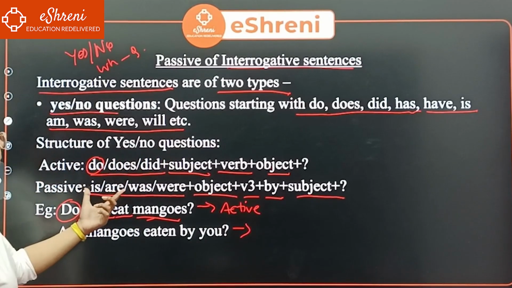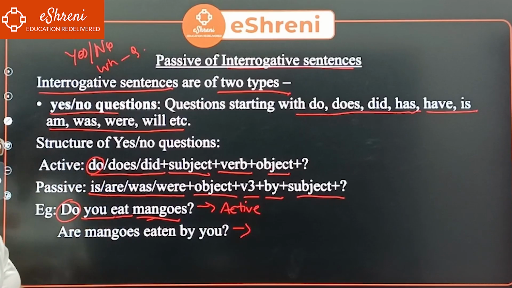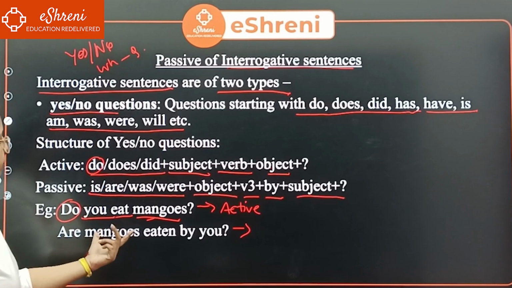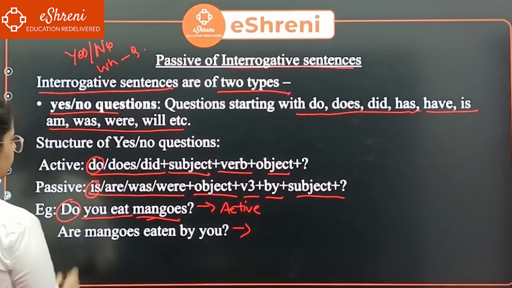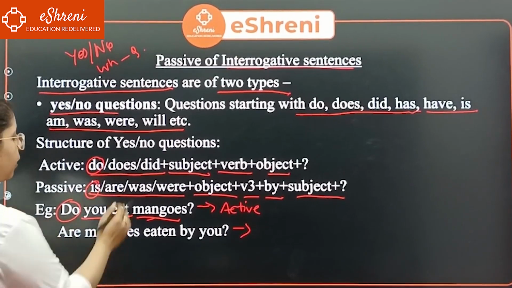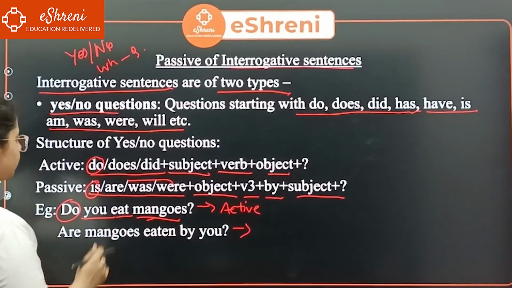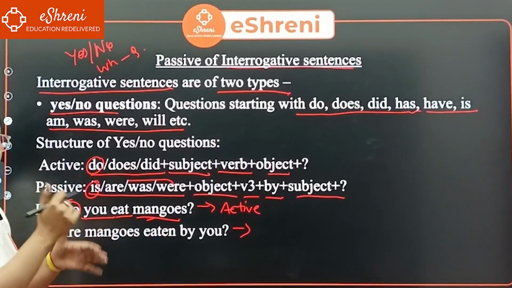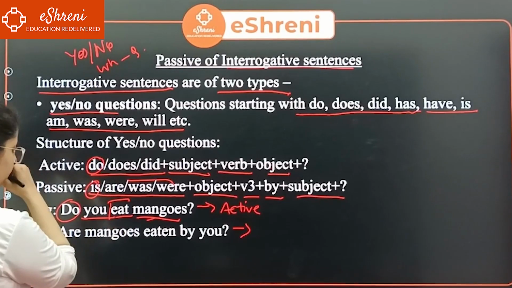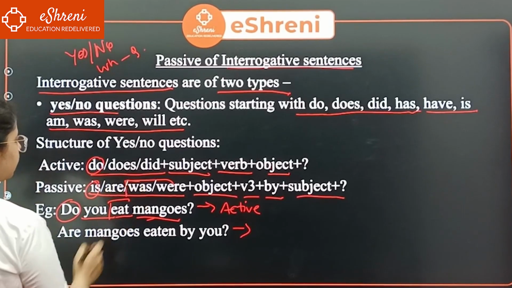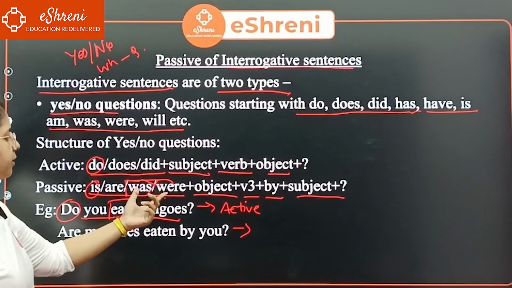Here we have is, are, was, were. Which one will be used? Because the word is mangoes, and mangoes are plural, like mango's plural form, so we cannot use is, so we'll have to use are. And was and were will not be used, because this sentence is in present tense, so obviously we cannot use them. Why? Because these are used in case of past tense.